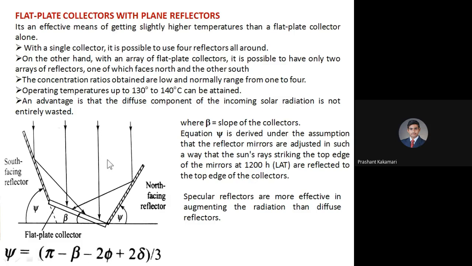These reflectors are more effective in augmenting the solar radiation, considering the beam radiation. Here we have not considered the diffuse radiation, since the effect of diffuse radiation will be very small compared to the beam. So this is all about converting a flat plate collector to a concentrating collector: using plane reflectors, we can improve the efficiency of flat plate collectors.